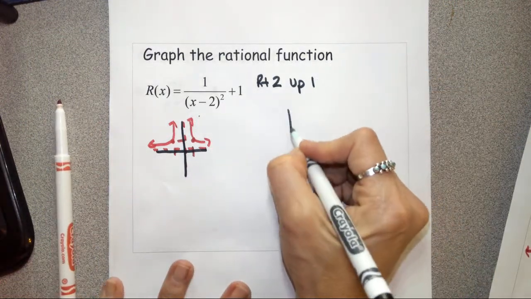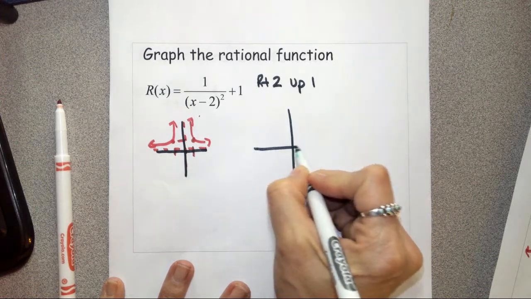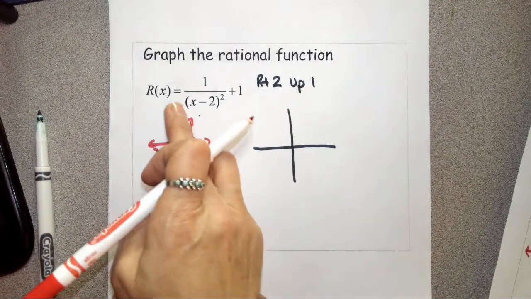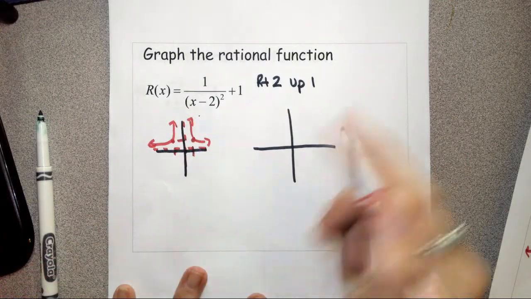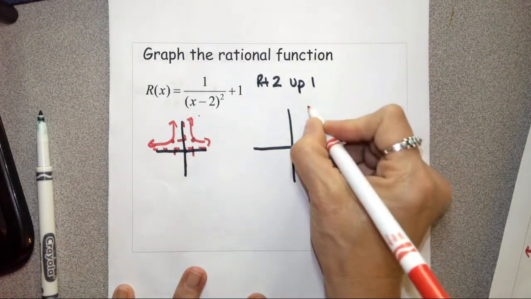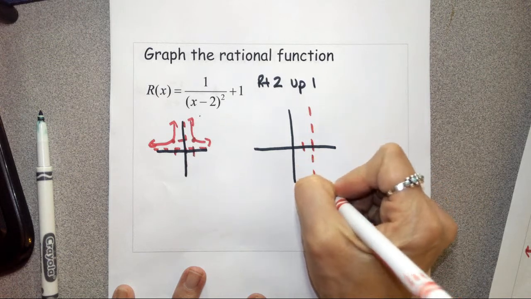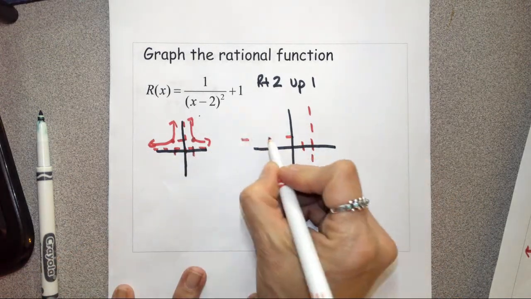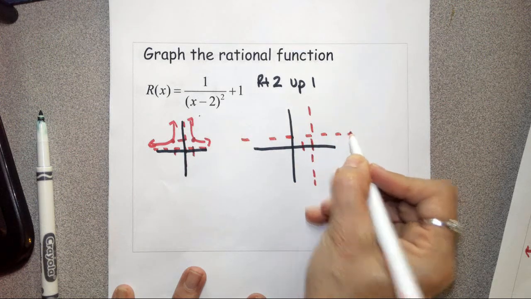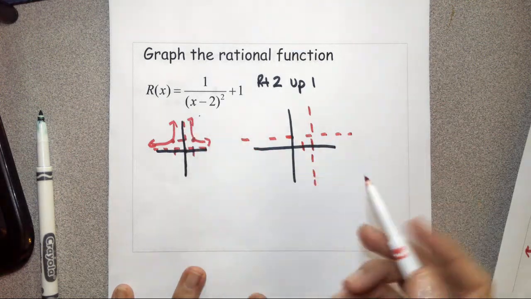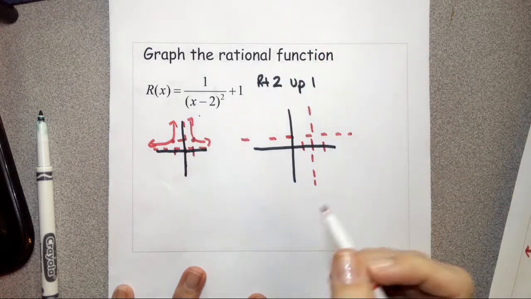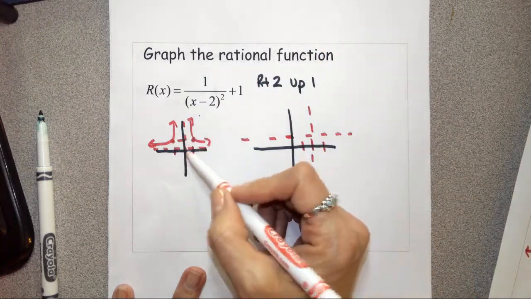So when graphing rationals using transformations, always shift your asymptotes first. So my vertical asymptote is going to go right 2. And my horizontal asymptote is going to go up 1. So my asymptotes that were on the axis have now shifted to be at x equals 2 and y equals 1. From there, I'm going to follow the pattern that I did for the parent function.